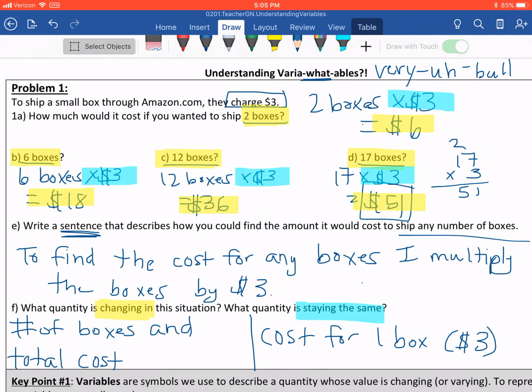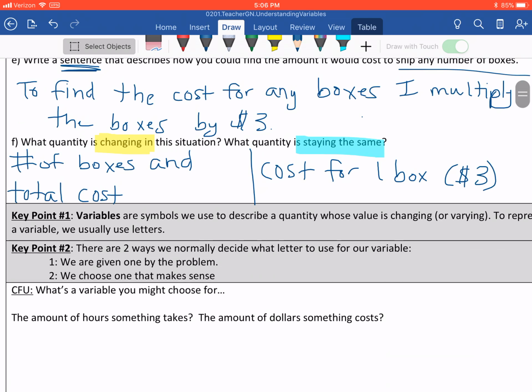So why are we bringing up the things that are changing versus the things that are staying the same? Well, key point number 1 is going to explain. Key point number 1: variables are symbols we use to describe a quantity whose value is changing or varying. Varying is just a fancy word for changing, and if you notice, it starts the same way that the word variable does. So it's varying because it's a variable.